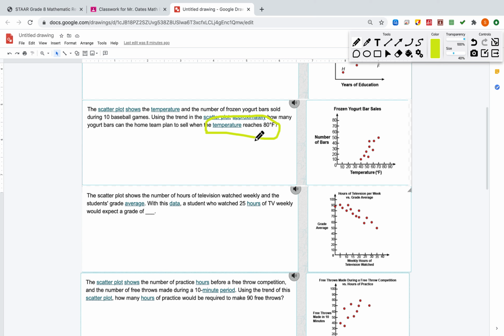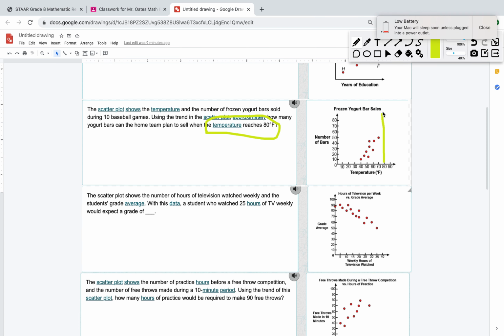So I'm drawing on my screen. First it says 10 baseball games, but neither one of these axes is labeled baseball games, so I know I don't need that. But I do know that the temperature is going to be 80 degrees. So I'm going to see that 80 degrees is right here, and I'm going to draw as straight of a line as I can on 80 degrees.